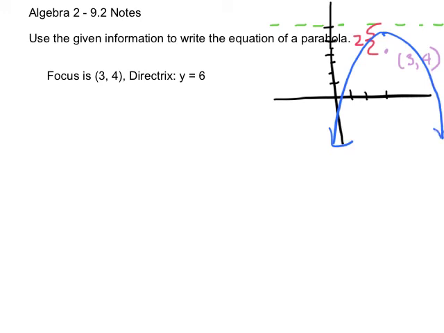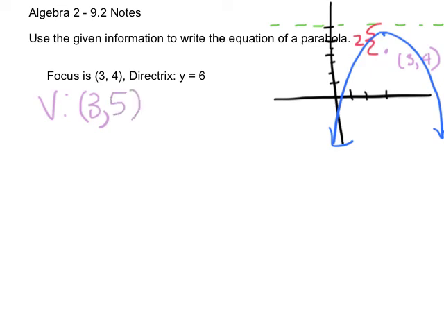And so how do I get my vertex? Well, just look at this guy right here. He's got to be halfway in between the focus, which is at 3, 4, and the directrix, which is this line right here at y equals 6. Well, the x-coordinate isn't going to change. What's that x-coordinate? The x-coordinate is going to be 3. Okay? Well, what about the y-coordinate? Well, the y-coordinate has to be exactly halfway between 4 and 6. And the exact halfway point between 4 and 6 is going to put us right at 5.